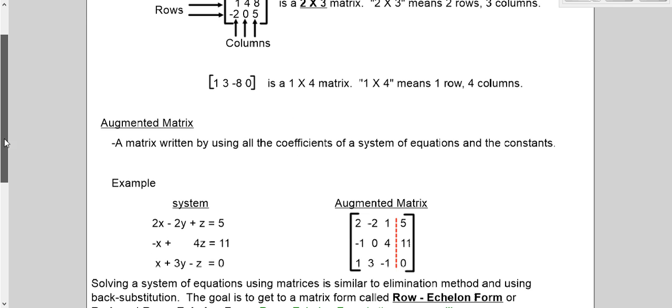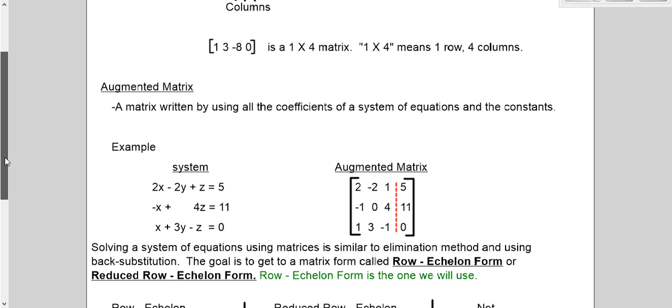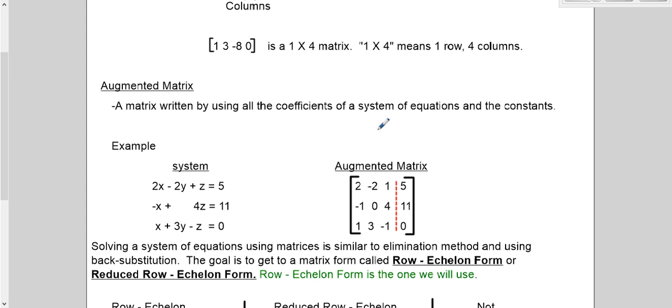An augmented matrix is a matrix written by using all the coefficients of a system of equations along with the constants that the system is set equal to. So here's an example of that. If we have 2x minus 2y plus z equals 5, you would write that row as 2, -2, 1, and 5.